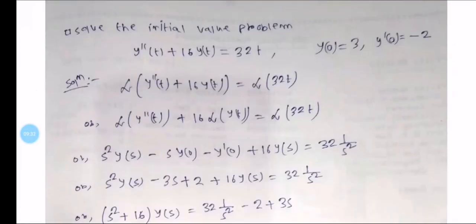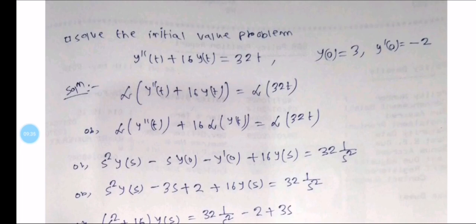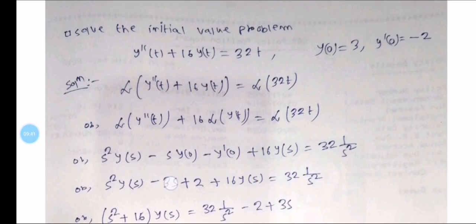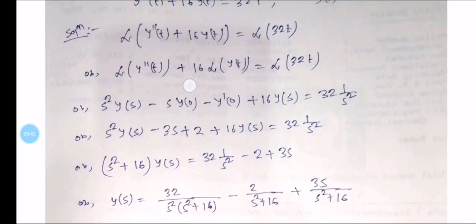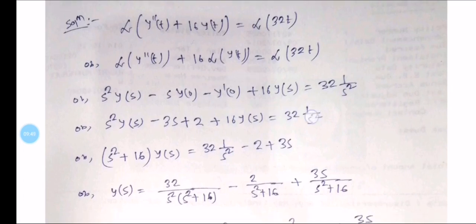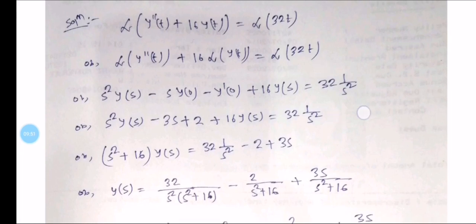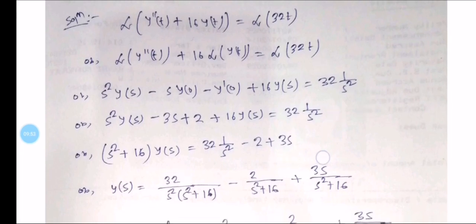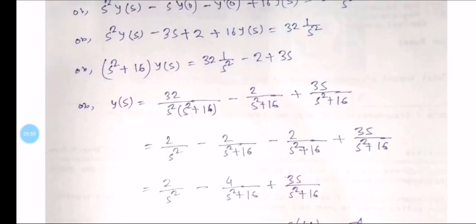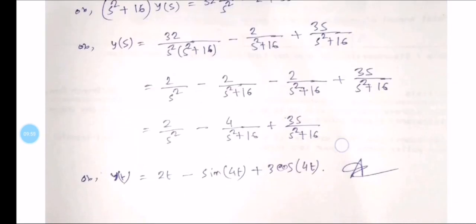Similarly, go to the second problem. y of 0 is 3 and y dash 0 equal to minus 2. Take the Laplace transformation of both sides. You know the Laplace transformation of the second order derivative, and L of y t is y of s, so 16 y of s, and 32 t Laplace transformation is 1 by s square. So finally we will get this. So y of s we can write it as this, and finally we can write it as this.